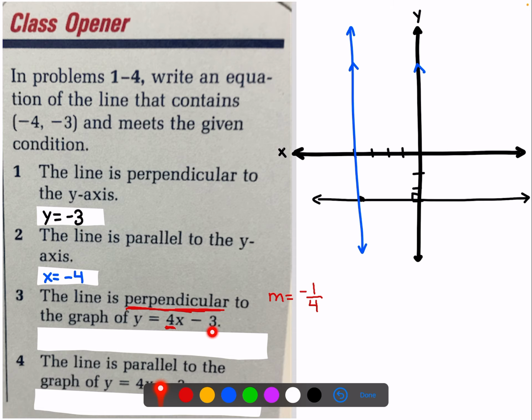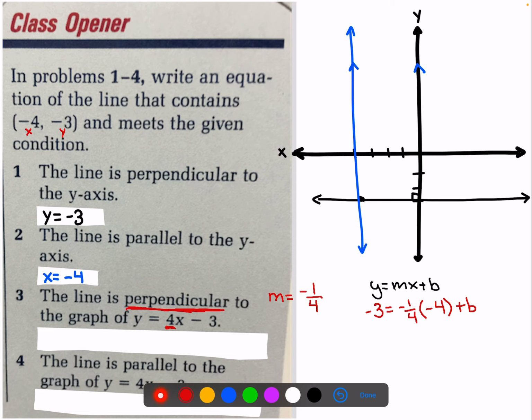Now, to find our y-intercept. Currently we have the equation y equals mx plus b, and we've only found m so far. m is -1/4, so I need to find b. I have the point -4, -3, so I'm going to plug -4 in for x and -3 in for y. I now have -3 equals -1/4 times -4, plus b. From here, I'm just going to solve for the b variable. Once I solve for b, I'll have b and I'll have m, so I'll have my equation.